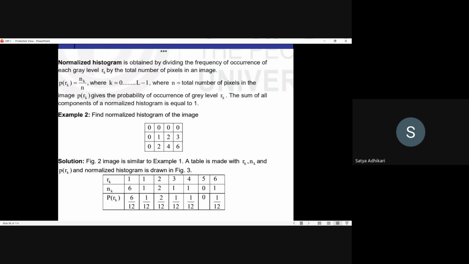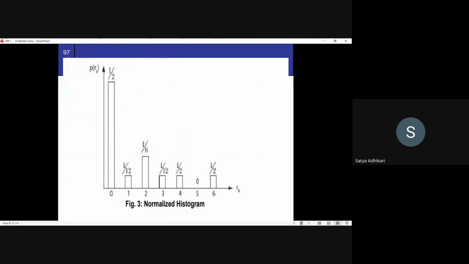Okay, so this is your normalized histogram value. This is the PRK value. In the previous case, we only had to normalize, so there was no PRK. But when the question asks to find the normalized histogram, you need to calculate the probability of RK. So this is the probability of RK value, and you see this is the normalized histogram.